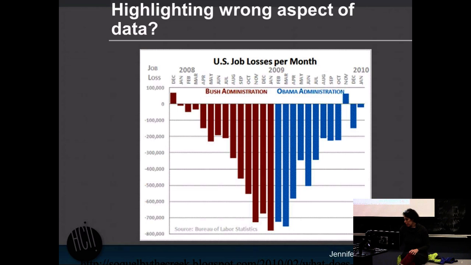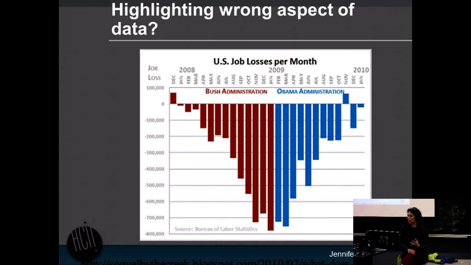Here's another one that I think is really interesting. So this is job losses per month. Let's see what the axes say. On the left, you have job loss. So the 0 line is what most things come down from. The very left thing is actually a job gain. And then across the top, we have years. And we see it split into red and blue based on which administration was in control.